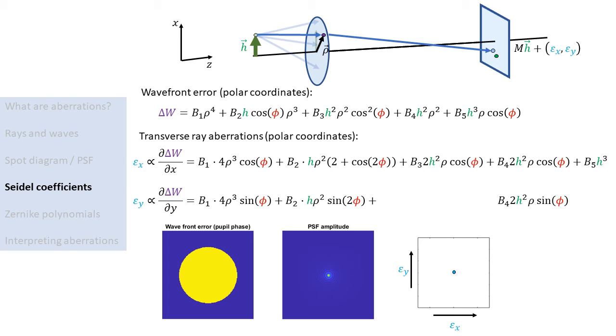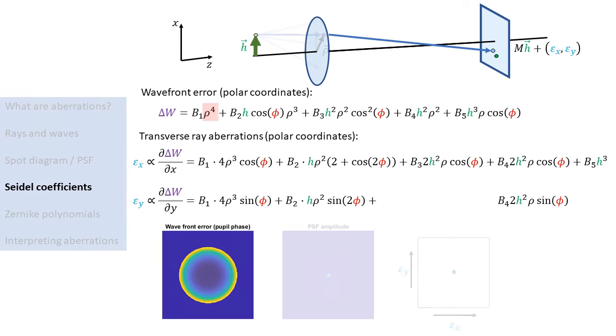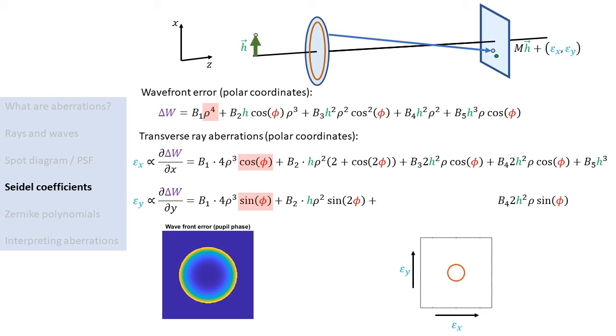When we look at the first term of the expression for the wavefront error, we see that the error increases with the radius of the pupil coordinates. We can choose a fixed radius of the pupil coordinates and then see what the transverse ray aberrations look like. We see that as we vary the polar angle phi, the transverse ray aberrations trace a circle with a radius that scales with the third power of the pupil radius.